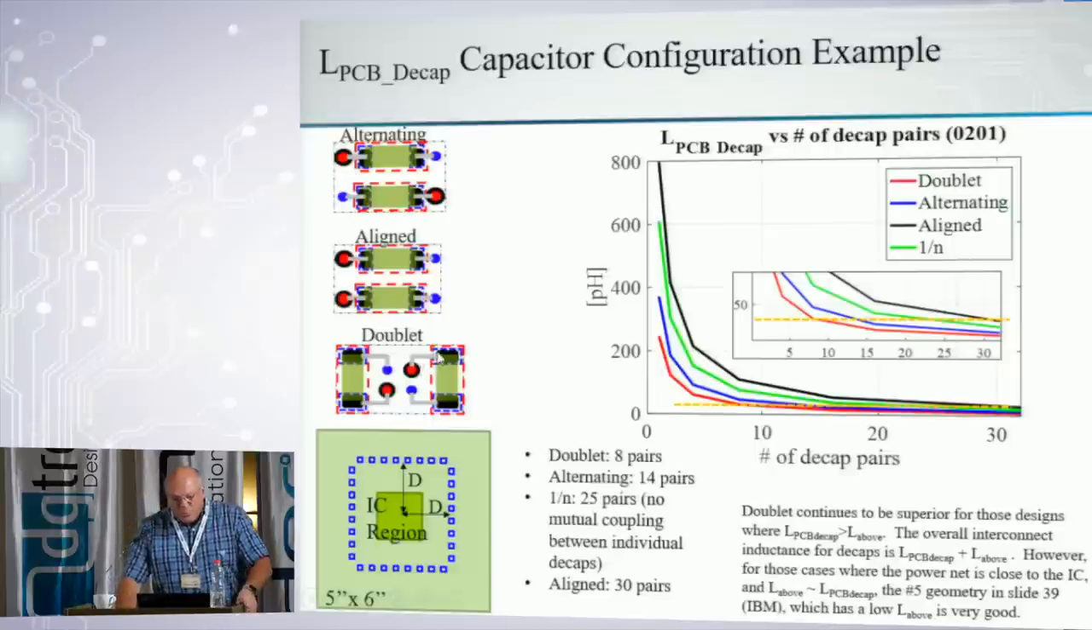But if I look at the doublet, the alternating, the aligned, and just 1 over n, as if there's no mutual inductance, you see here, to achieve 22 picohenries, that's this yellow line here, blown up here, 22 picohenries. To get down to the power net area field on layer 6, we only need 8 doublet pairs. As opposed to if we have no mutual inductance at all, which doesn't help us, doesn't hurt us, we wind up with 25 pairs.